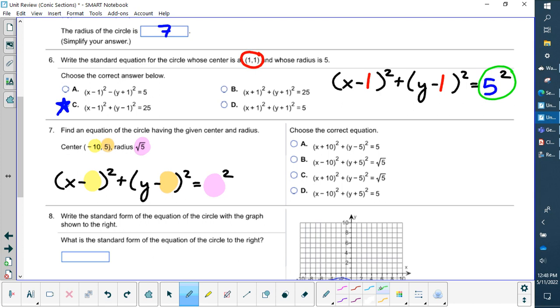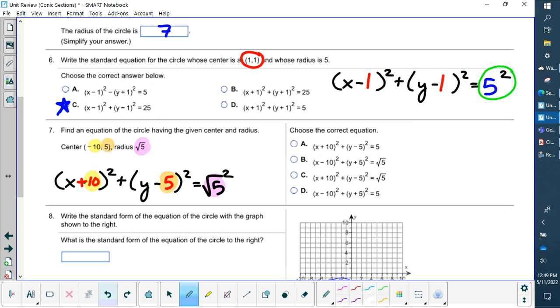I get negative 10. Now, when I subtract a negative, that turns into plus 10. I'm plugging in a 5. Subtraction is part of the formula, so I leave it alone. And then I'm going to plug in the square root of 5 here.